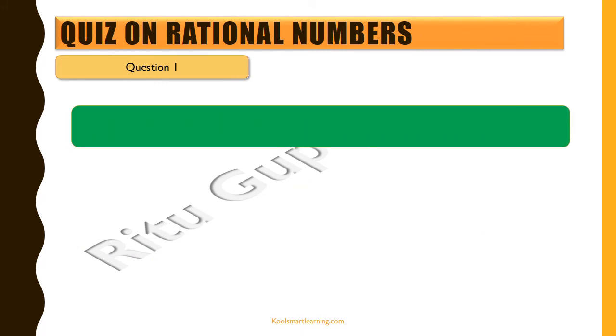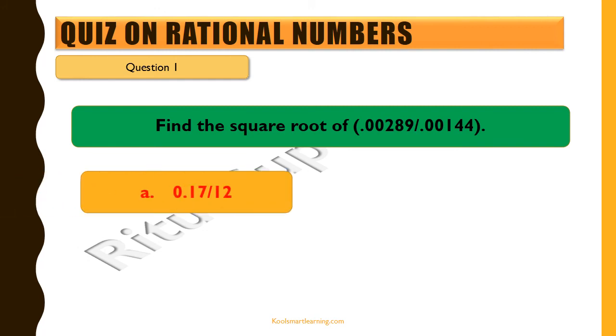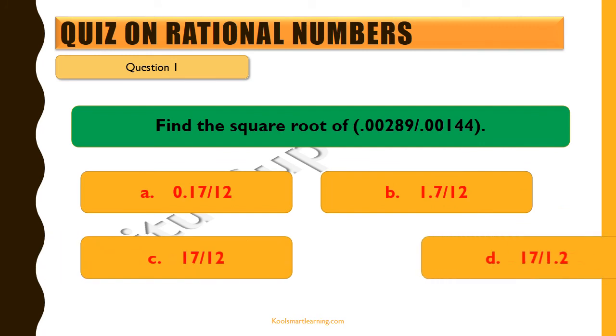Now let's move on to the quiz, some quizzes on the rational numbers. Now we've studied everything that we do with the rational numbers. Let's try and solve some of the questions. Can we find the square root of 0.00289 by 0.00144? And the options are given here. So let's try and solve them, and after we move on to all the quiz questions, we'll look at the solutions also.